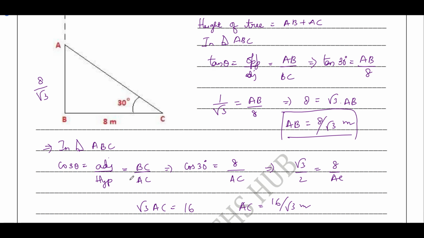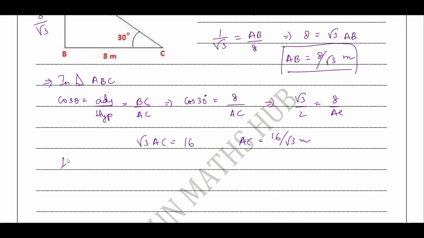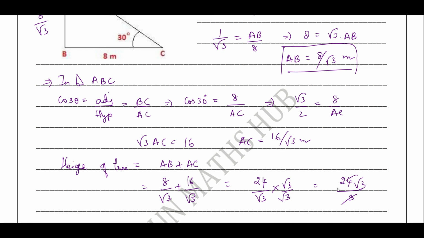Now what is height of tree? Height of tree will be equal to AB plus AC. What is the value of AB? It is 8 by root 3. AC is 16 by root 3. Now denominators are same. You can directly add the numerators, that is 16 plus 8 is 24 divided by root 3. Rationalize. What we get? 24 root 3 by root 3 into root 3 is 3. 3 ones are 3. So the height of the tree is 8 root 3 meters.